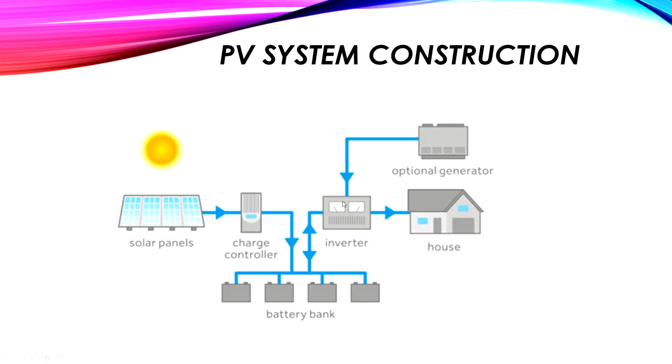Now we have an inverter to convert DC to AC to generate AC power for our house. We also have an optional generator, if we don't have battery banks, or if we would like to have an extra generator for generating power when the solar system does not produce enough power. Okay, this is an optional solution, but it's not recommended because it will cost you a lot.